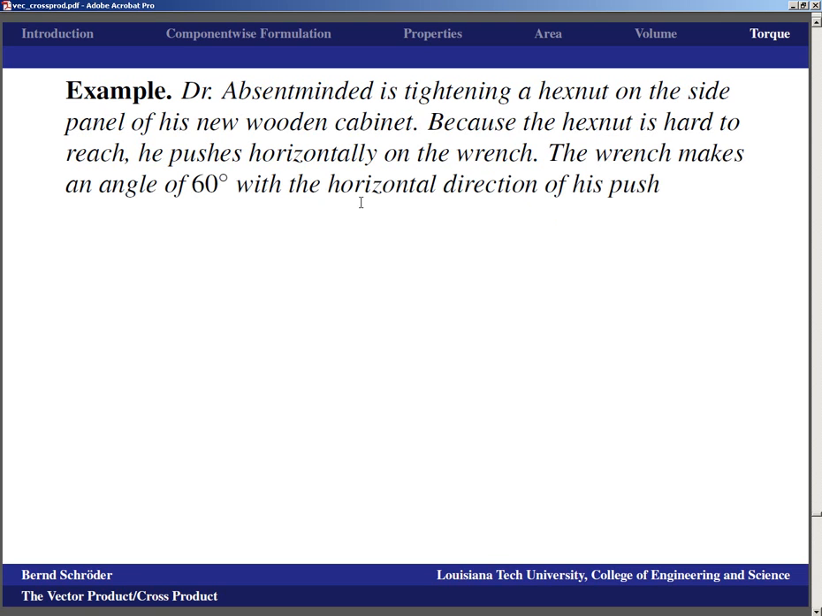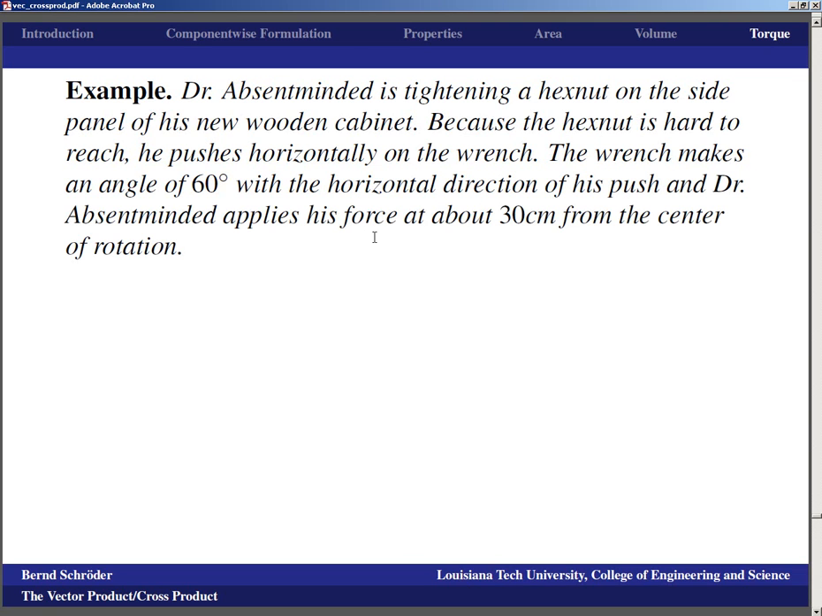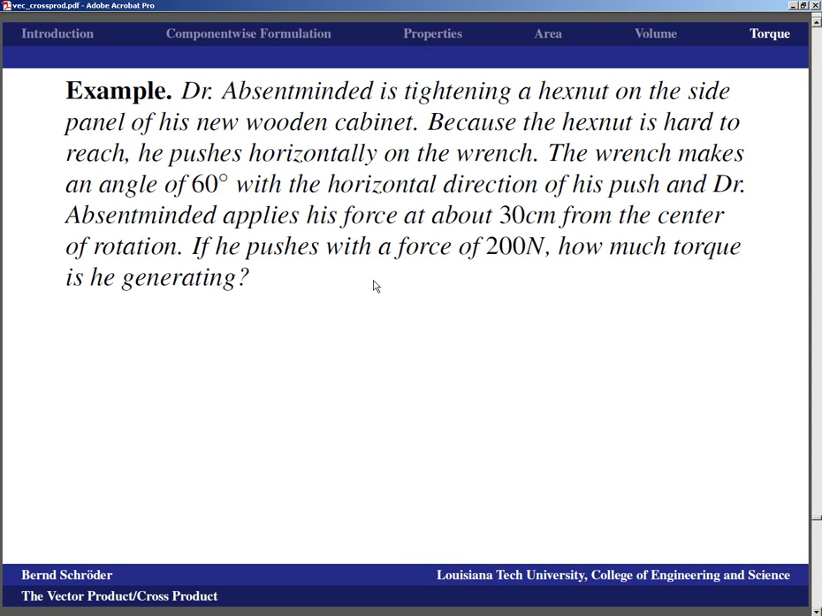The wrench makes an angle of 60 degrees with the horizontal direction of the push, so we're just pushing forward. And Dr. Absent-Minded applies his force at about 30 centimeters from the center of rotation, so the wrench has an effective length of something like 30 centimeters. That is a realistic sized wrench. And if he pushes with a force of 200 newtons, how much torque is being generated? Because now that torque is what is being used to tighten that hex nut. And of course, you want to tighten whatever you have on a cabinet that you assemble as tightly as possible, because you don't want that cabinet to come apart on you.